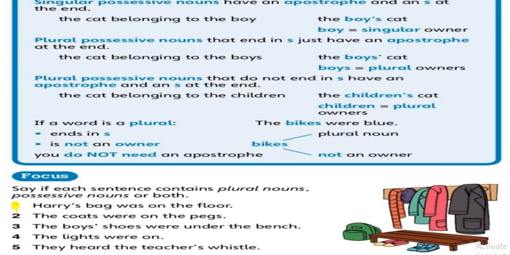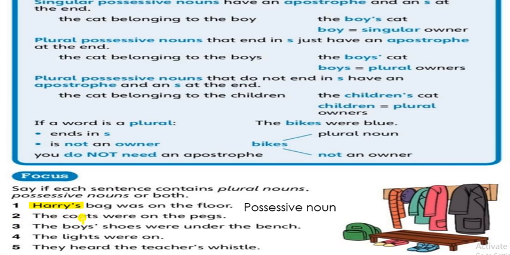In the first sentence, number 1, Harry's bag was on the floor. So here we have Harry's with apostrophe s, and we can say that this is a possessive noun because it has apostrophe s, or the possessive s. Do you remember the song about possessive I told you about? I possess, I have, I possess, I own. It's about possession or ownership.